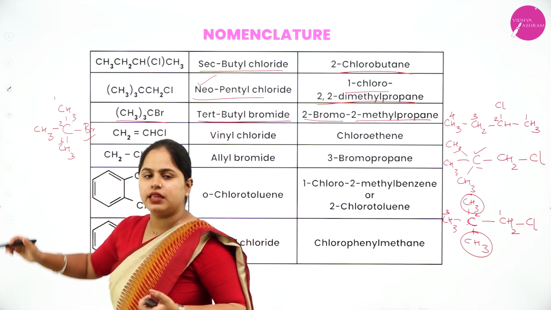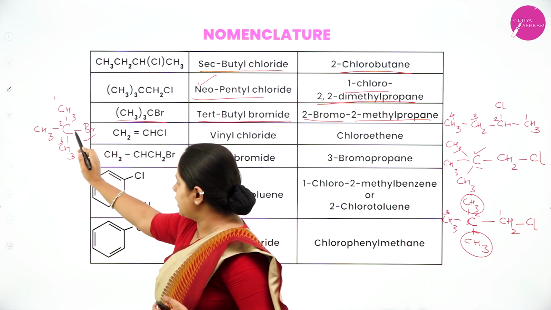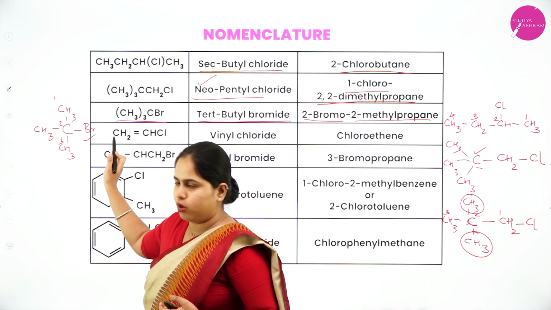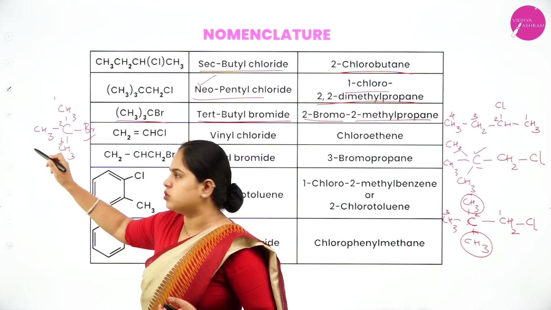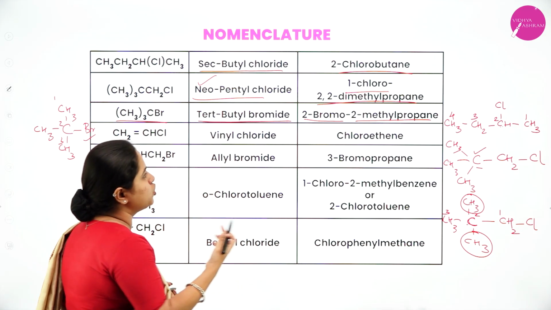So bromo is there, methyl is there. Again, according to alphabetical order, bromo comes first. So on the second carbon atom, bromo is there, so 2-bromo. And on the second carbon atom, methyl is also there, so 2-methyl, and the principal chain is propane. Okay, so 2-bromo-2-methylpropane.